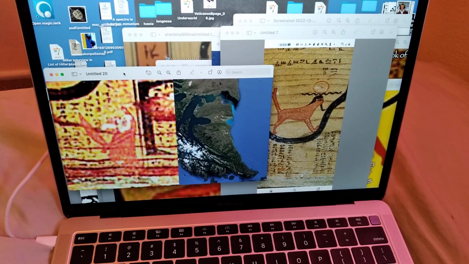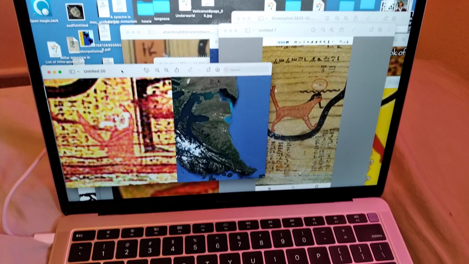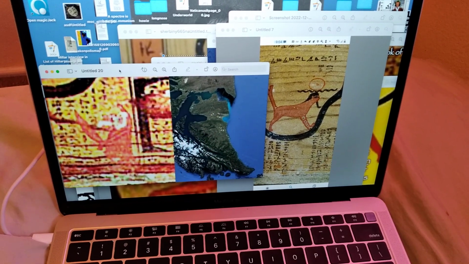Here's Tierra del Fuego again. This one you can see the knife better.